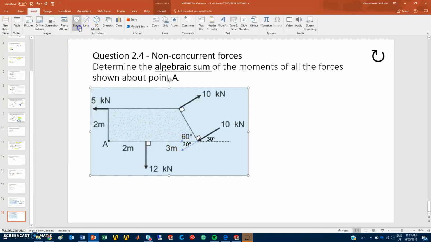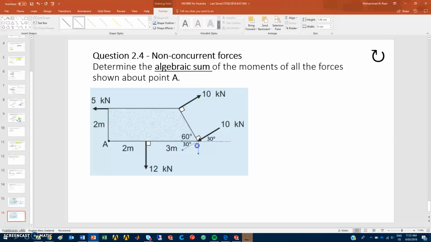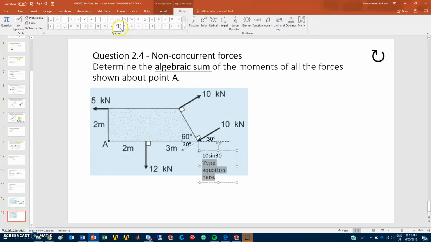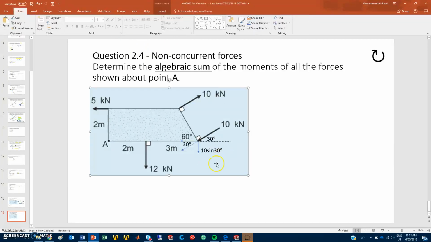Therefore I'll move to the second one, which is the vertical component of this force. As we learned, the equation of this will be 10 kilonewtons, so 10 sine, and the angle is 30, because if we're going away from the angle, it will be sine. Then we use degrees to make sure we solve this equation in degrees. So that's the first one we determined and solved.